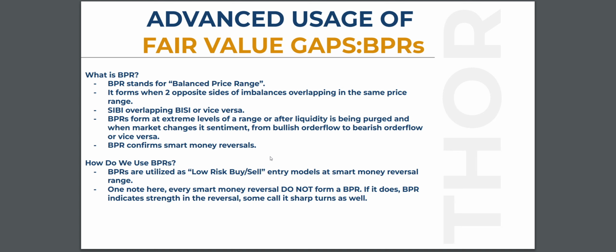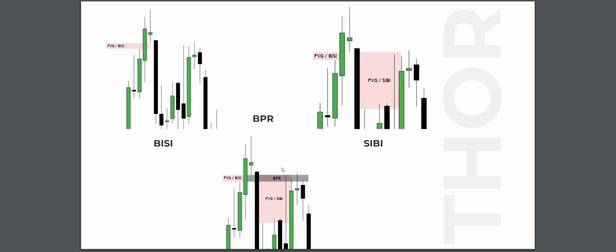Now, one note here though, not every smart money reversal forms a BPR, right? If it does though, BPR indicates strength in the reversal, and some even call it a sharp return. Because what happens is it comes down. I'll show an example here. So what happens is, in this example, you have a bullish fair value gap there, right? Then price rallies one more time, collapses, inverts this fair value gap.